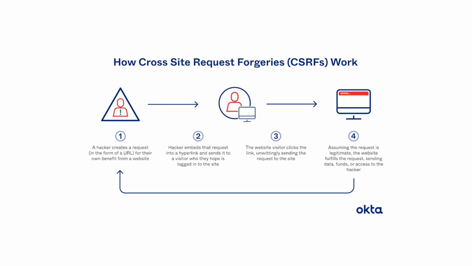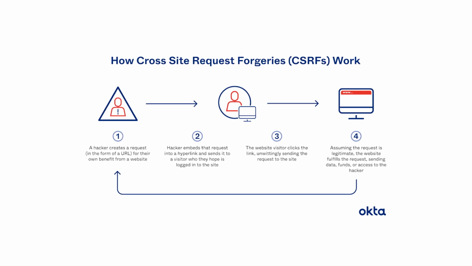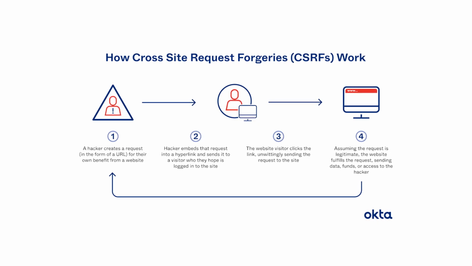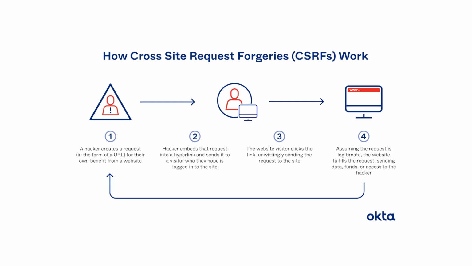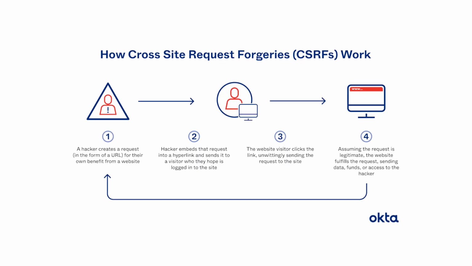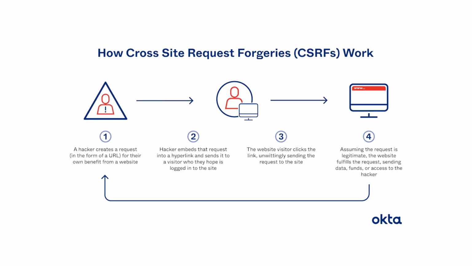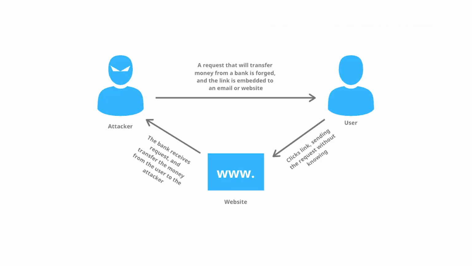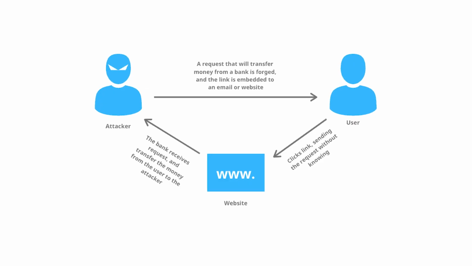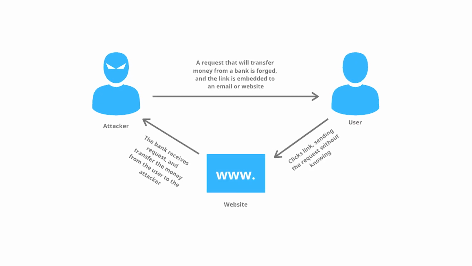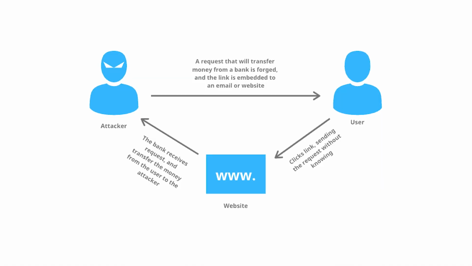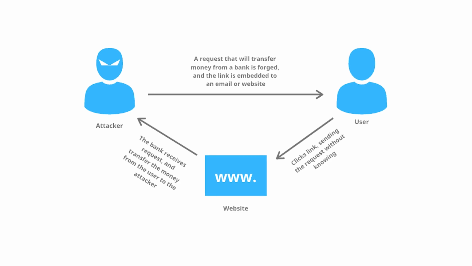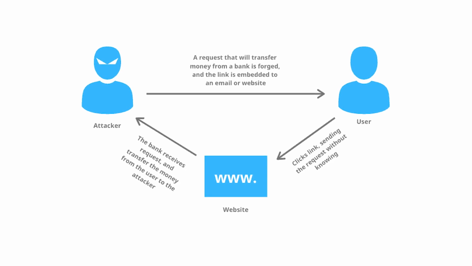Now let's look at cross-site and server-side request forgeries. Requests to a web application can be forged to deceive the application into performing unintended actions. There are two main types: cross-site request forgery, or CSRF, and server-side request forgery, or SSRF. A cross-site request forgery attack, also known as client-side request forgery, occurs when an attacker sends a forged request to a web application on behalf of an authenticated user, exploiting the trust that the application places in that user.